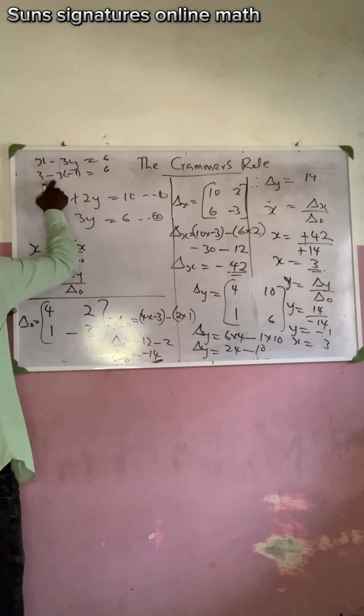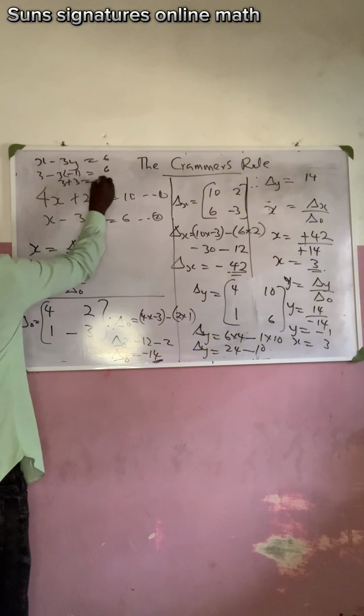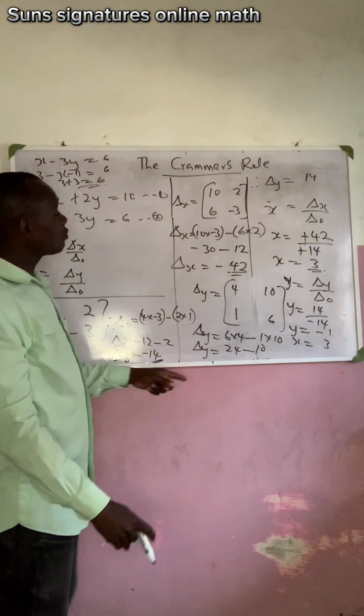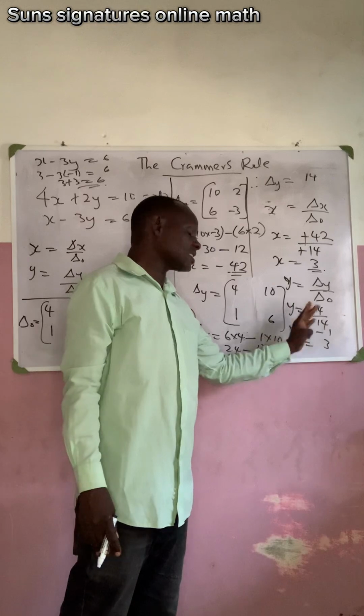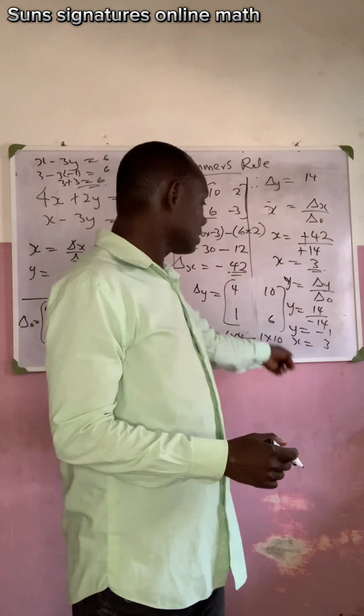Is equal to 6. Now minus 3 times minus 1 is 3, so 3 plus 3 is equal to 6. So the validity test has confirmed that our values of x and y are correct. So y is equal to minus 1, x is equal to 3.